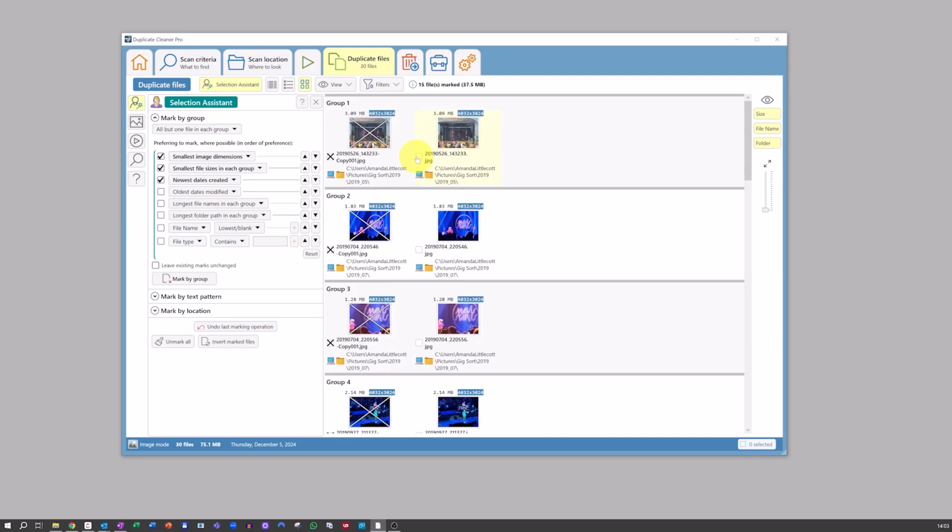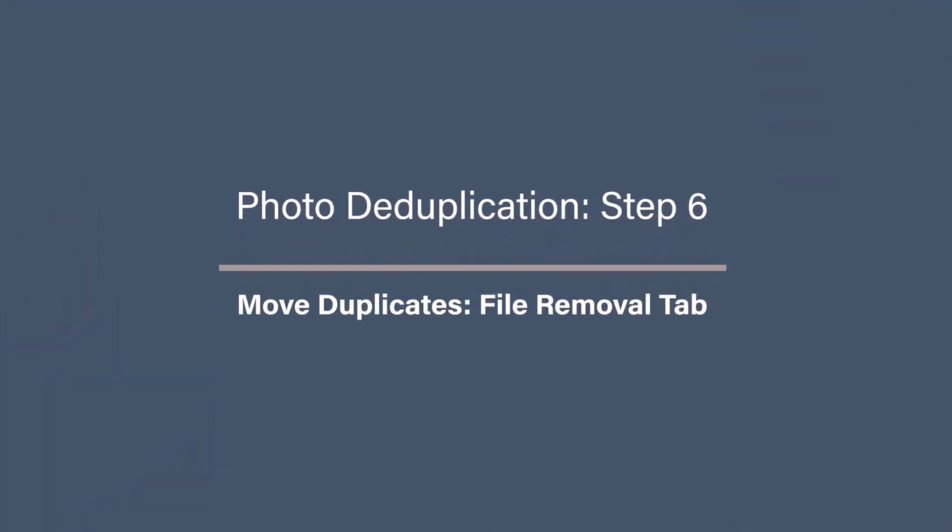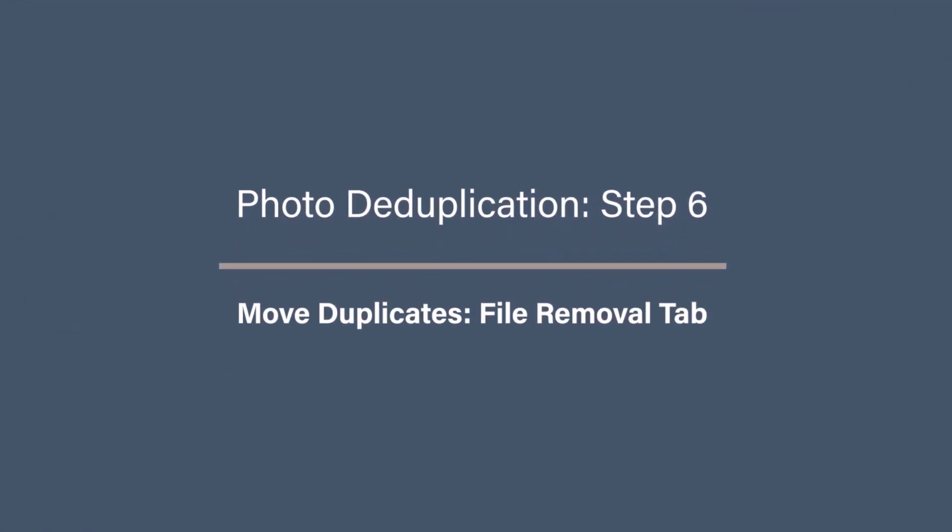And then you can select a different one to select. You can select all the photos in a group to be deleted, but Duplicate Cleaner Pro will ask you to make sure before you delete all those files in the next step. So don't worry if you make a mistake. Photo deduplication, step 6, move duplicate photos, file removal tab.